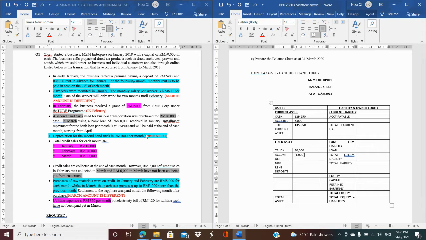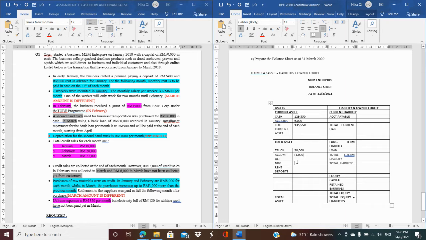Please be careful with the amount of the depreciation, whether it's per month or per year. If it's per year, you have to divide by 12. But if it's per month, then you can take the information as it is. Now, this is per month.